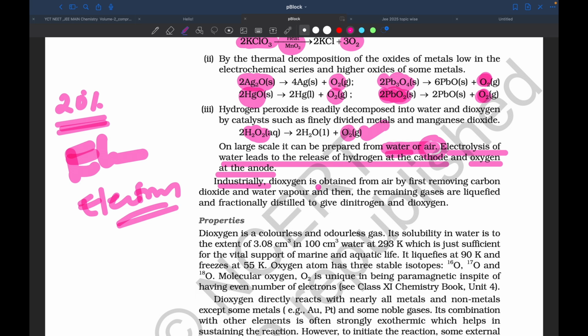Industrially, dioxygen is obtained from air by first removing the carbon dioxide and water vapors, then the remaining gases are liquefied and fractionally distilled to give dinitrogen and dioxygen. So nitrogen and oxygen are then separated.